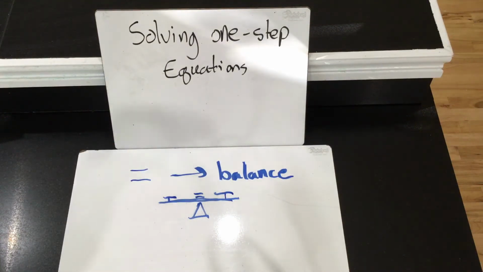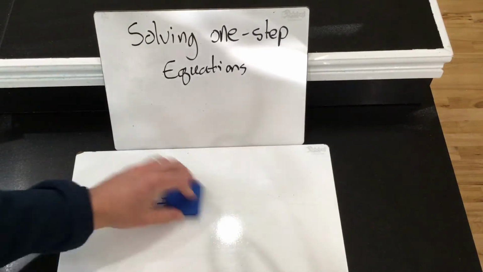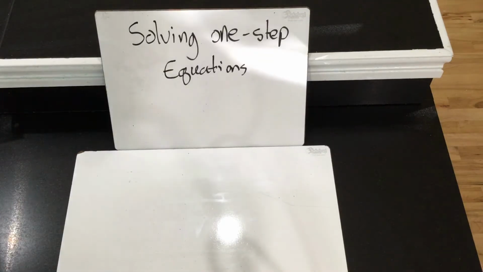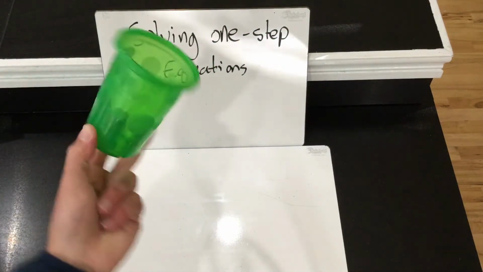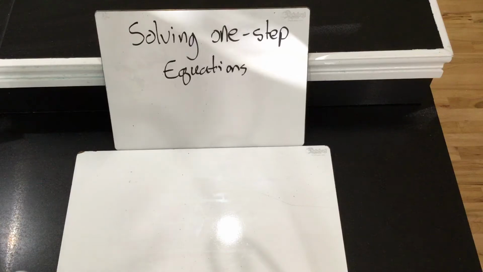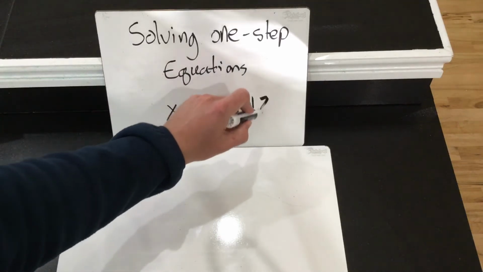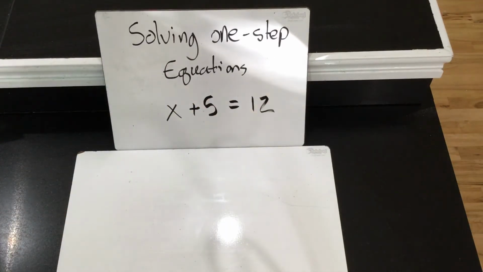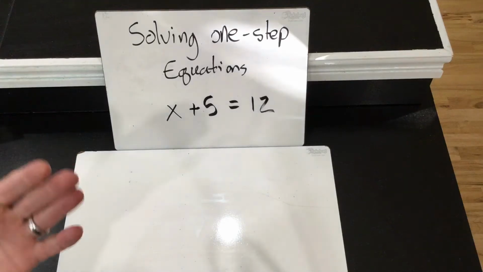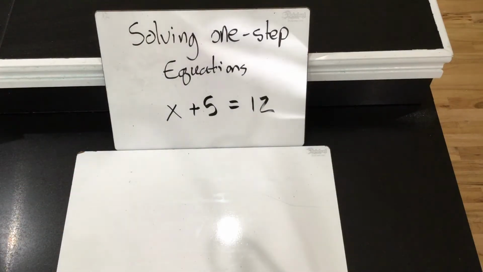With one-step equations, I have a neat little visual representation of how all this works. We're going to use a cup to represent an unknown. For example, let's say we had the equation x plus 5 is equal to 12. Some of you might already know the answer, but let's focus on how we can use the idea of an equation meaning balance and keeping everything equal on both sides.